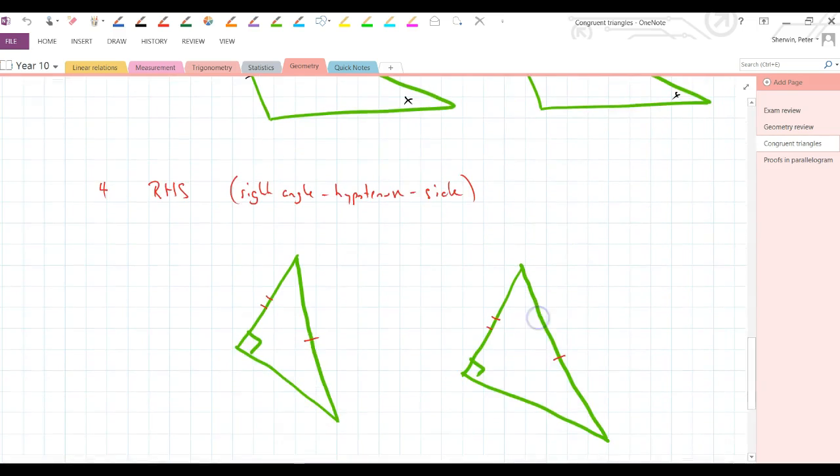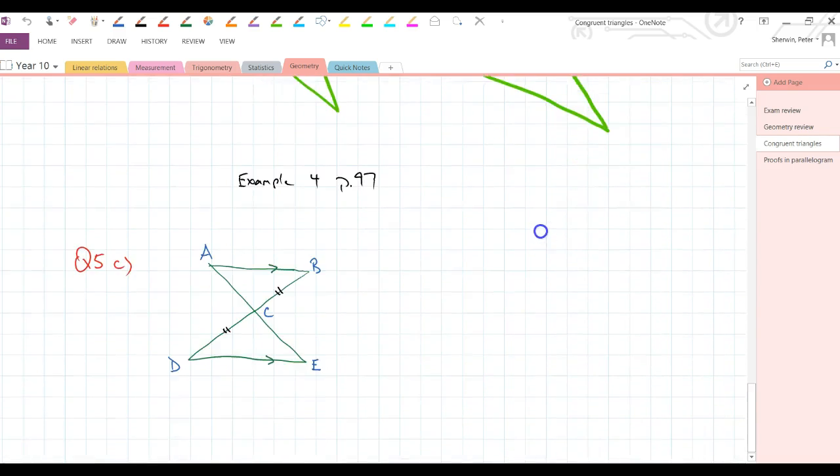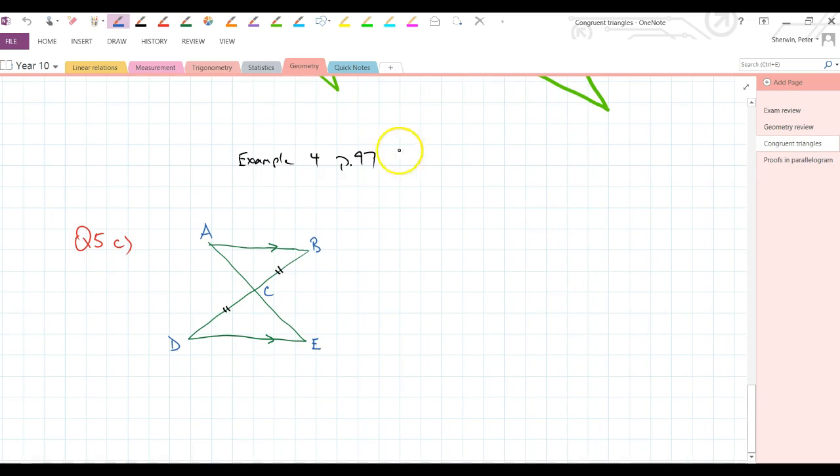The information we have has to fit with one of those four. I suggested having a look at example point 4 on page 97, which is great, and hopefully you've done that. I'm going to do question 5C from page 99. It's one of the questions in your work requirements if you were doing channel 2 or 3, but for all of you, I think being able to structure a congruency proof is an important skill.